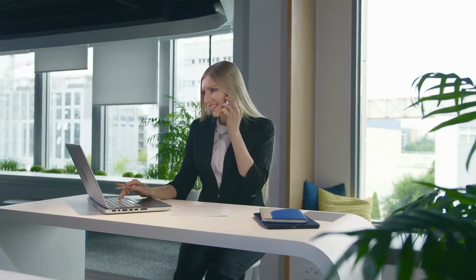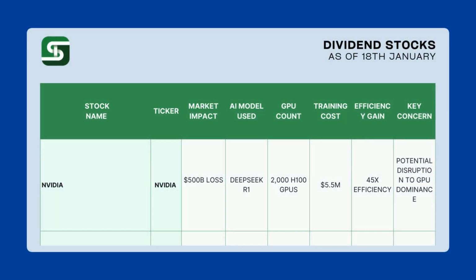And your investment strategy? Looking at the table, it's clear why Nvidia took such a massive hit. A single AI breakthrough, DeepSeek R1, managed to train on just 2,000 of Nvidia's H100 GPUs at a fraction of the usual cost, shaking the very foundation of AI hardware reliance. Think about it. $5.5 million for AI training that traditionally costs hundreds of millions? That's a game changer.